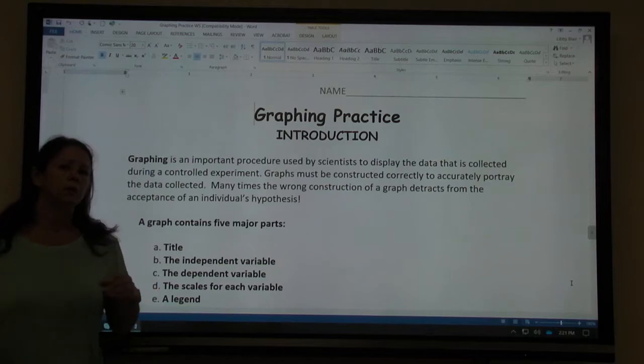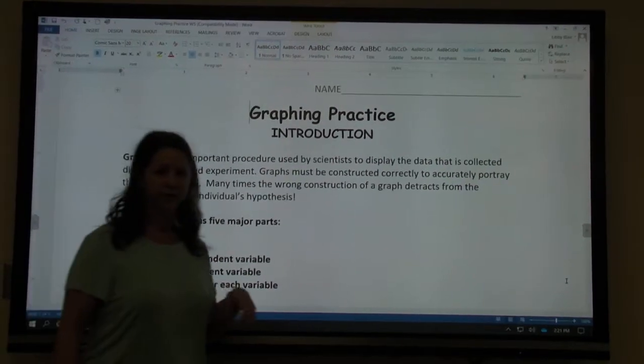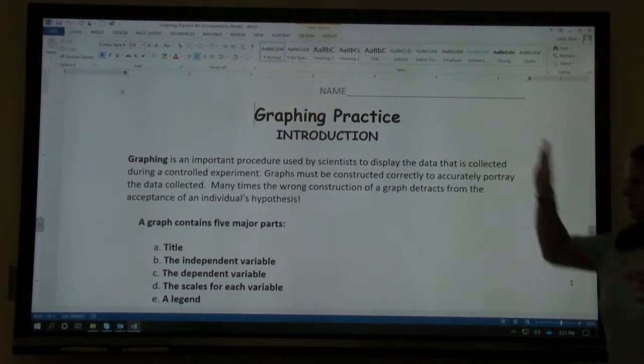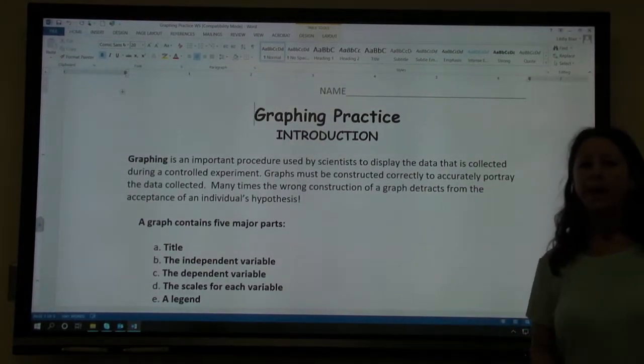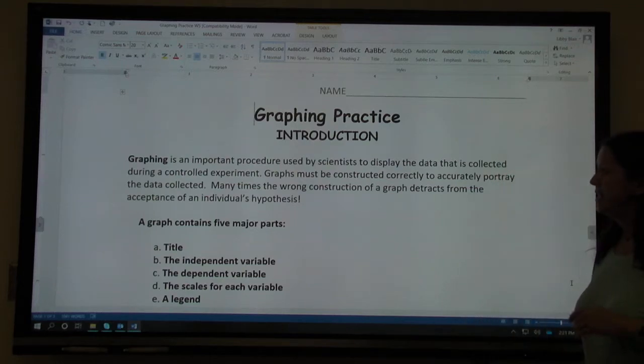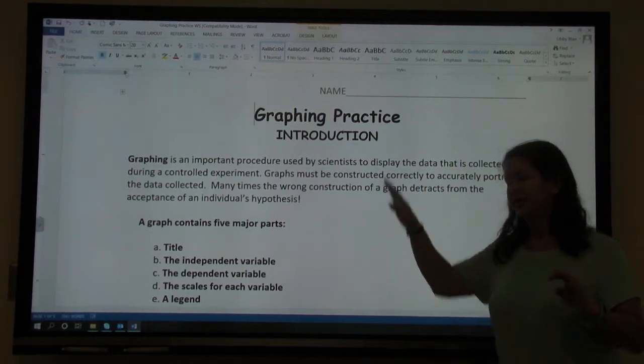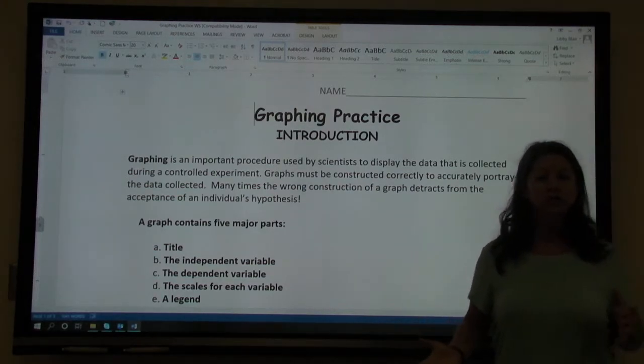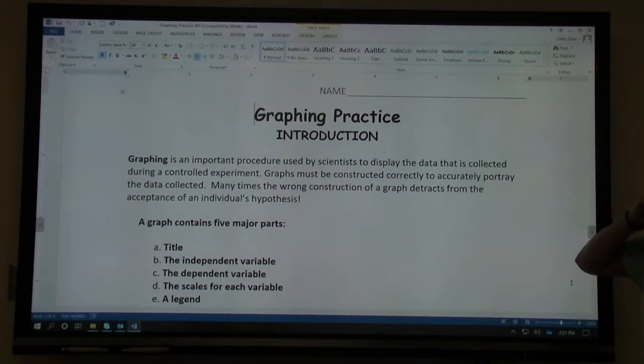So going right along with the notes that we did on graphing, you're going to be doing a graphing activity. Now this first page that you will have in the packet that I give you is basically notes. I want you to take this very front page off, put it in your notebook, in your notes section, and treat it as notes, okay?